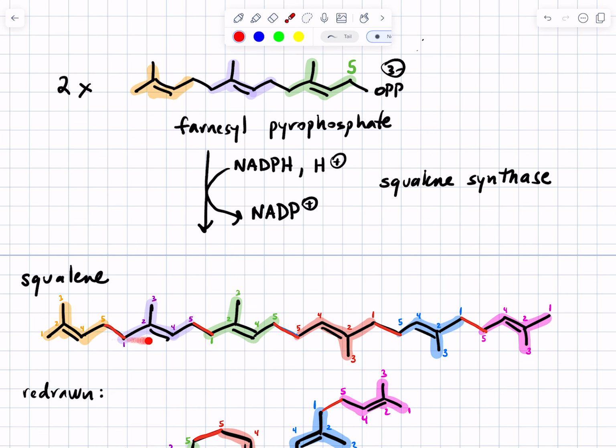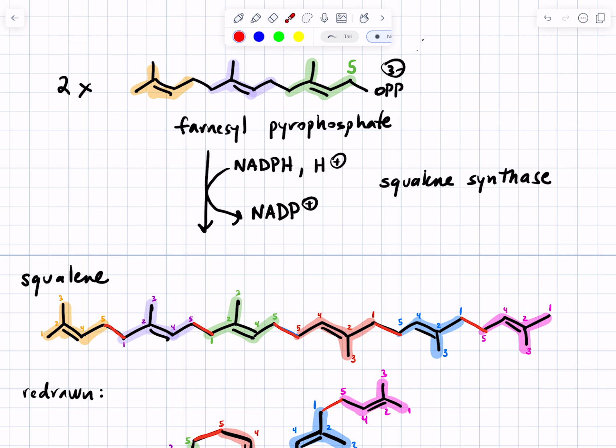Squalene is the name of this molecule. It has 6 isoprene units. On the left-hand side, you have 3 that are connected head to tail. On the right-hand side, you have 3 that are connected head to tail, but the left-hand and right-hand sides are connected via a head-to-head linkage, which is weird, unusual, and it requires a reducing agent, which is NADPH. That's just a variation of NADH that has a phosphate group on it.